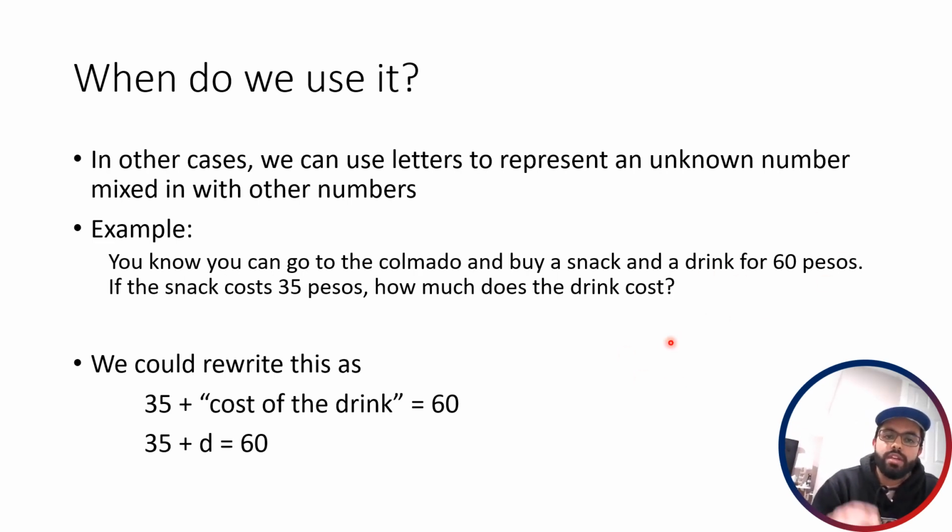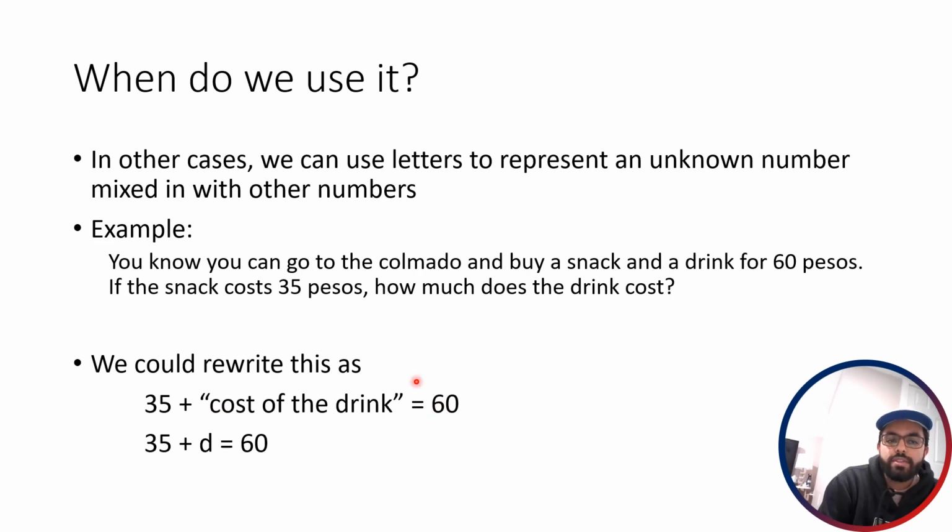But in this question, it feels like I've told you the answer. This 60 pesos business, I've told you the answer, right? I've told you that if you add two numbers together, you're going to get 60. Normally, the two numbers you add together give you the answer that you have to figure out. But I've told you here that the answer is 60. You go to the colmado, you buy a snack and a drink for 60 pesos. The snack costs 35 pesos. The piece of information that I haven't told you is the cost of the drink, right?